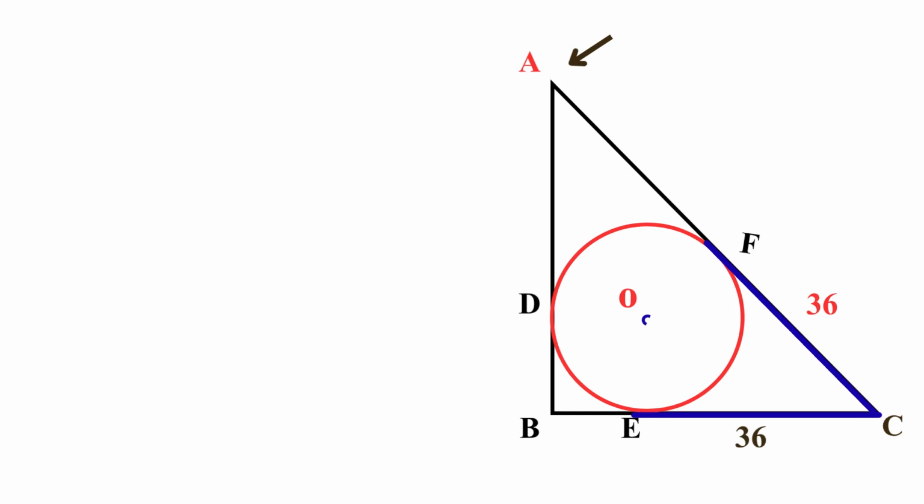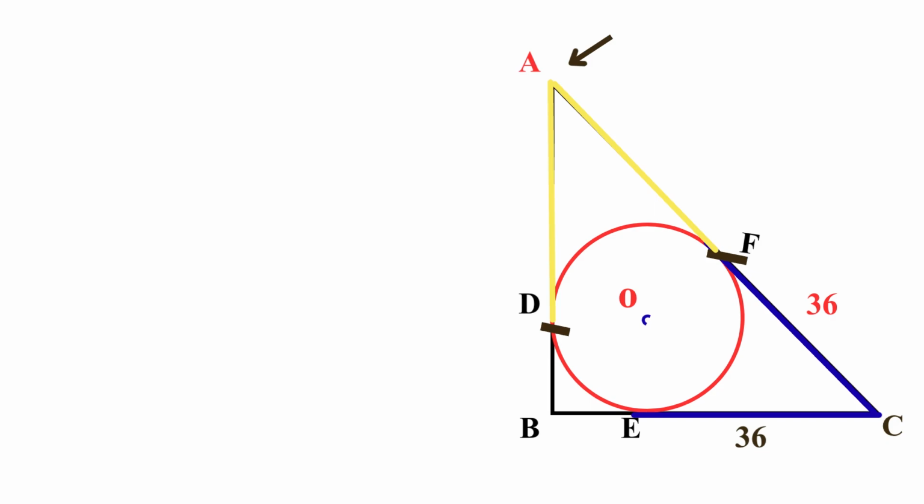Look at point A, the top corner of our triangle. The circle touches 2 sides of the triangle, creating 2 tangent segments from point A, AD along one side and AF along the other side.